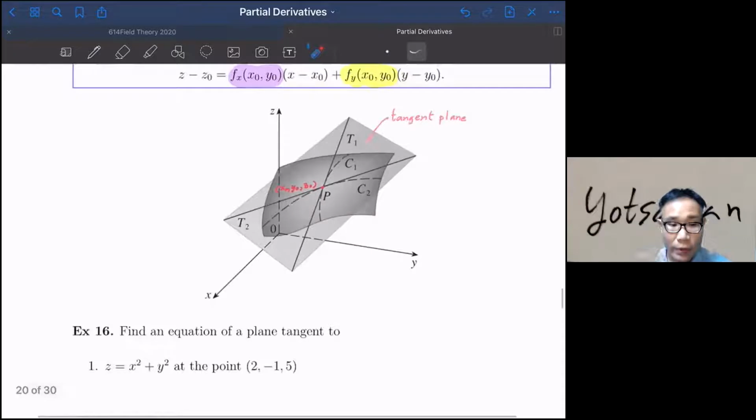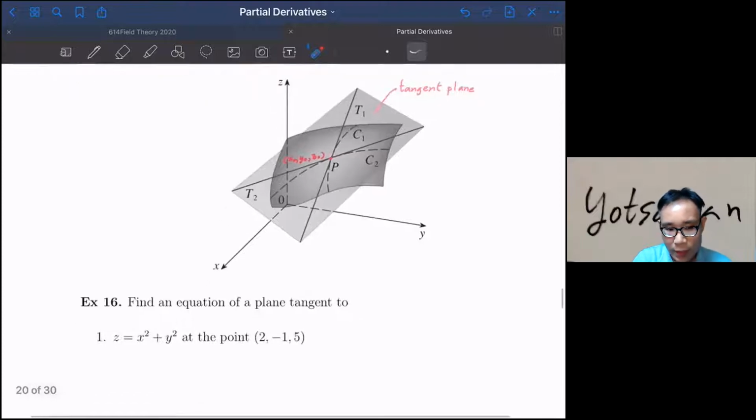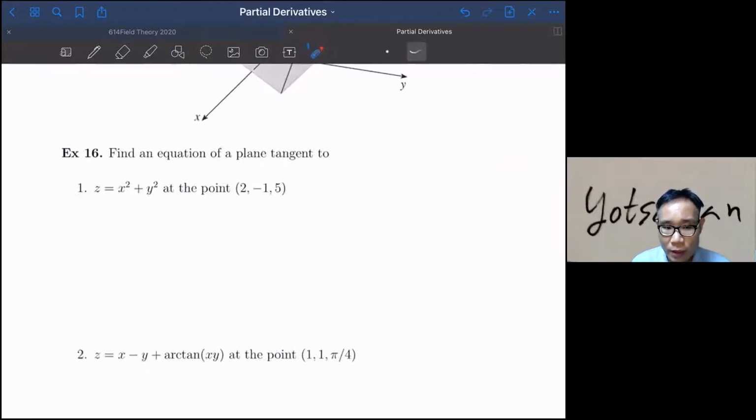Okay, so we're going to find an equation of the tangent plane to the following surface at the given point. For number 1, you have z equal to x squared plus y squared, and the point turned out to be (2, -1, 5).